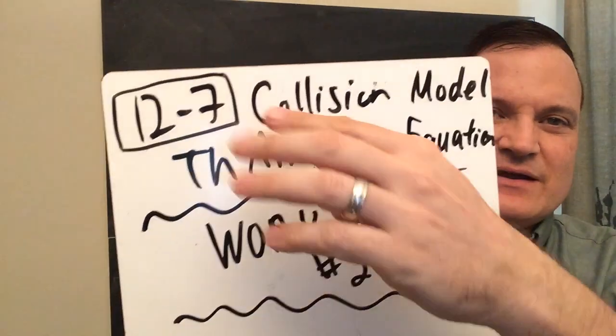Okay, 12.7. I could call it 12.7b. How about that, that's a good name for it? 12.7b, the collision model, Arrhenius equation. Well, I don't know why I'm writing it, I just told you. But 7b, Arrhenius equation. It's in 12.7, but there's another reason for this too.